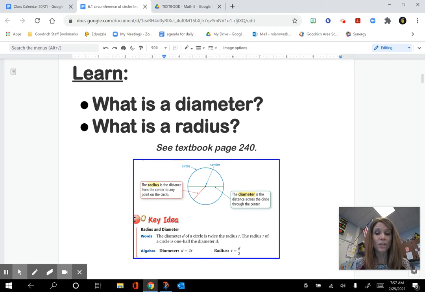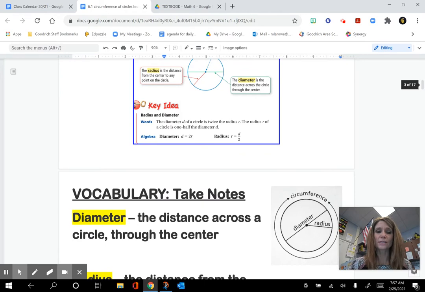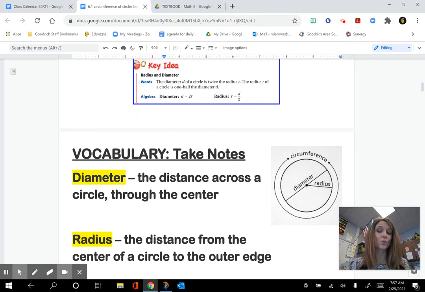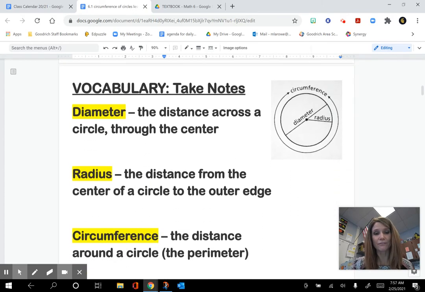The diameter goes across the circle, but it goes through the center as well. So think of this as just kind of cutting the circle in half, really. So when you are cutting a pizza and you just roll it right across and you try and hit that center, that would be a diameter. They give us some words and some algebra to kind of show this idea here, where in relationship to each other, one is twice or one is half.